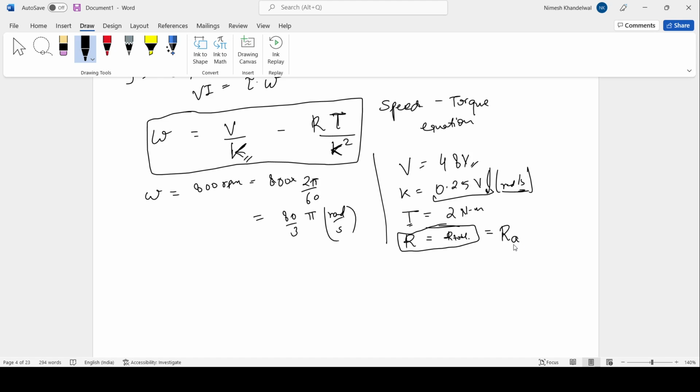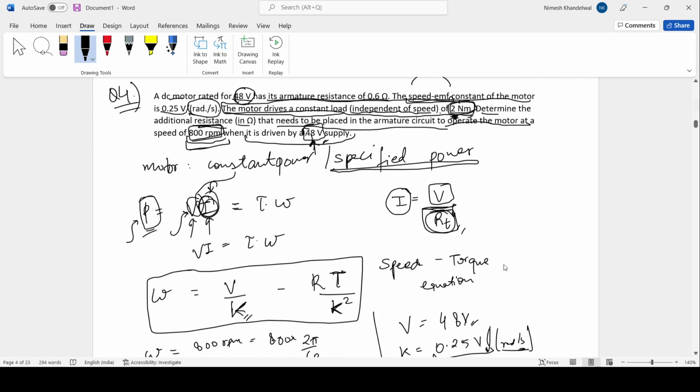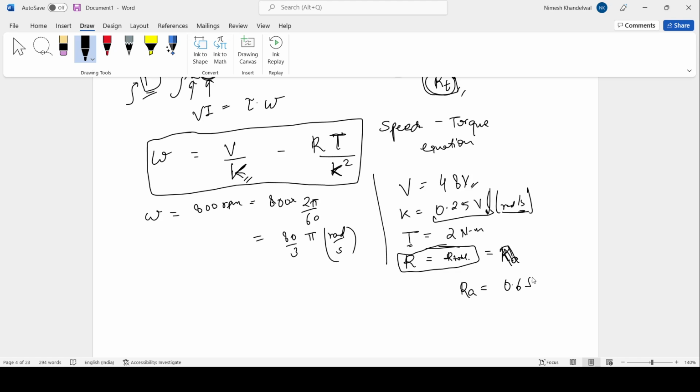We will see, you have your armature current, right? You have your armature resistance given as 0.6 ohm. Now, if your R total from this equation that we'll calculate comes out to be greater than RA, then of course we know that we need to add an R in series. And if it is less than RA, then we know that we need to add a resistance in parallel. As simple as that.